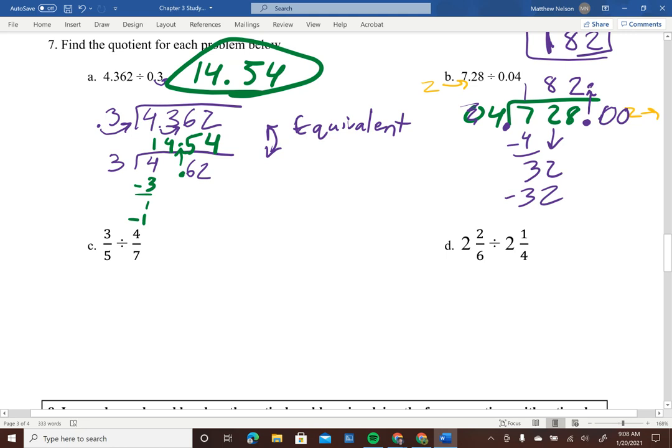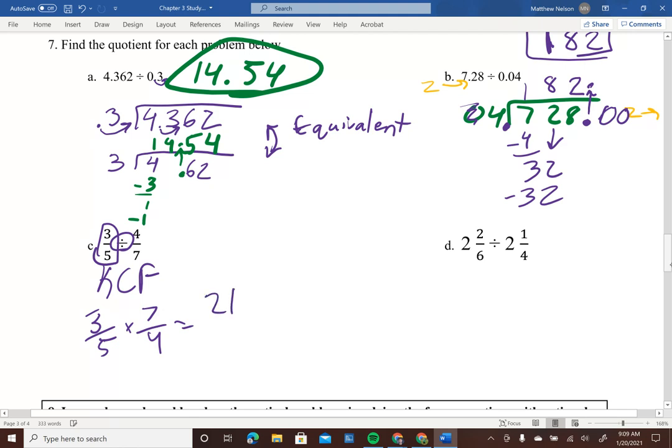Okay, so here we're dividing fractions. Remember, that's multiplying by the reciprocal, otherwise known as keep, change, flip. So we're going to keep that first fraction how we see it, 3/5. We're going to change the division sign to multiplication, and then we're going to flip that 4/7 and make it 7/4. Now we're going to multiply across the top.